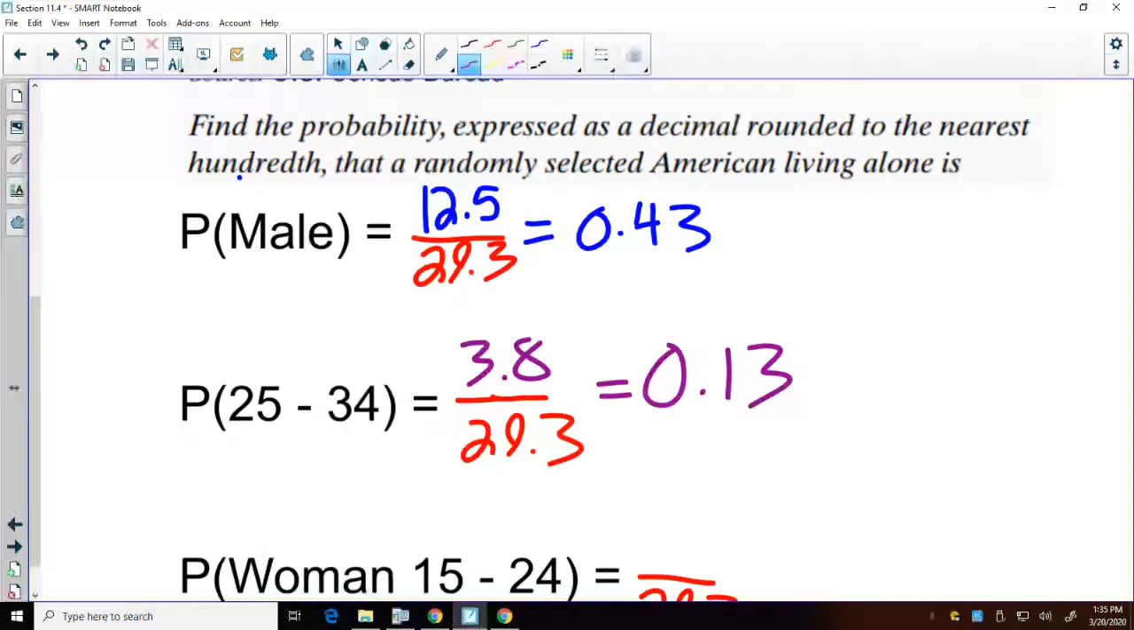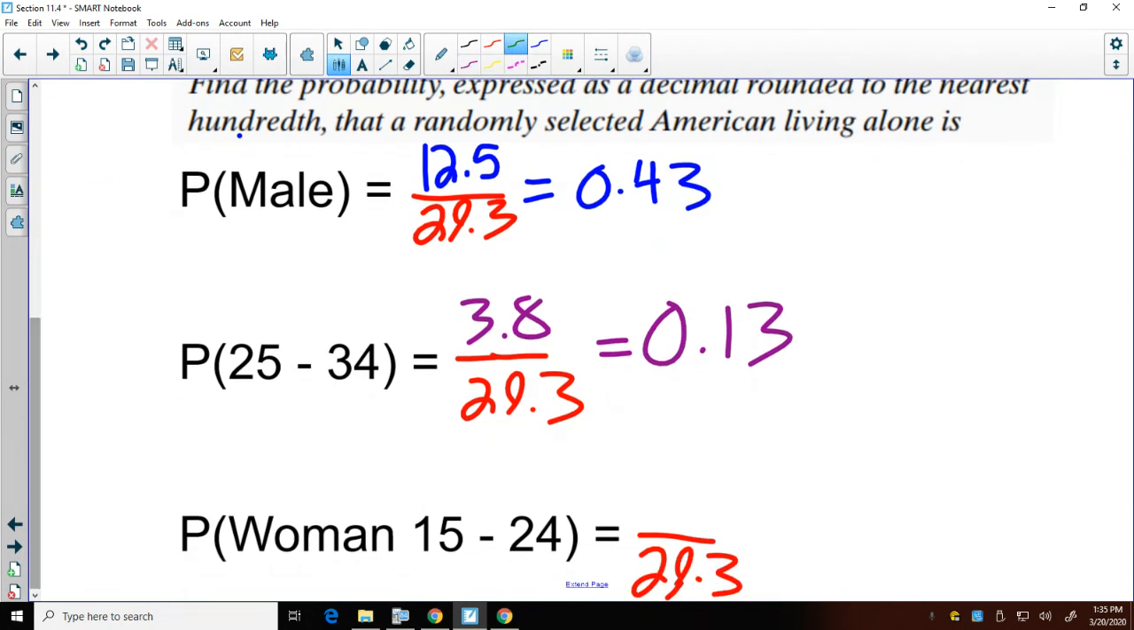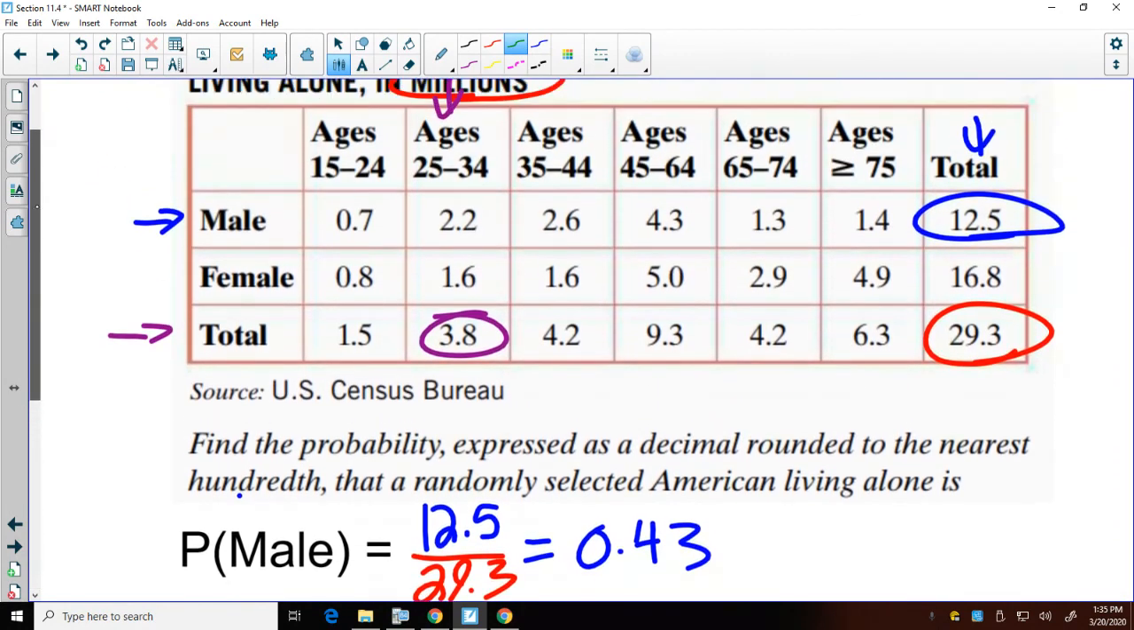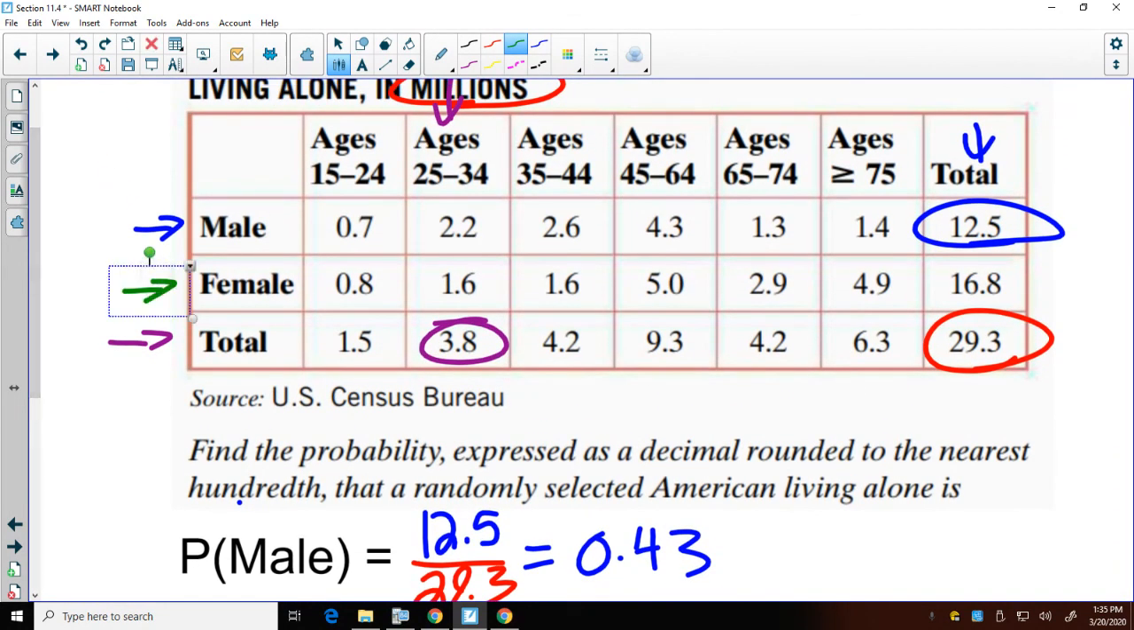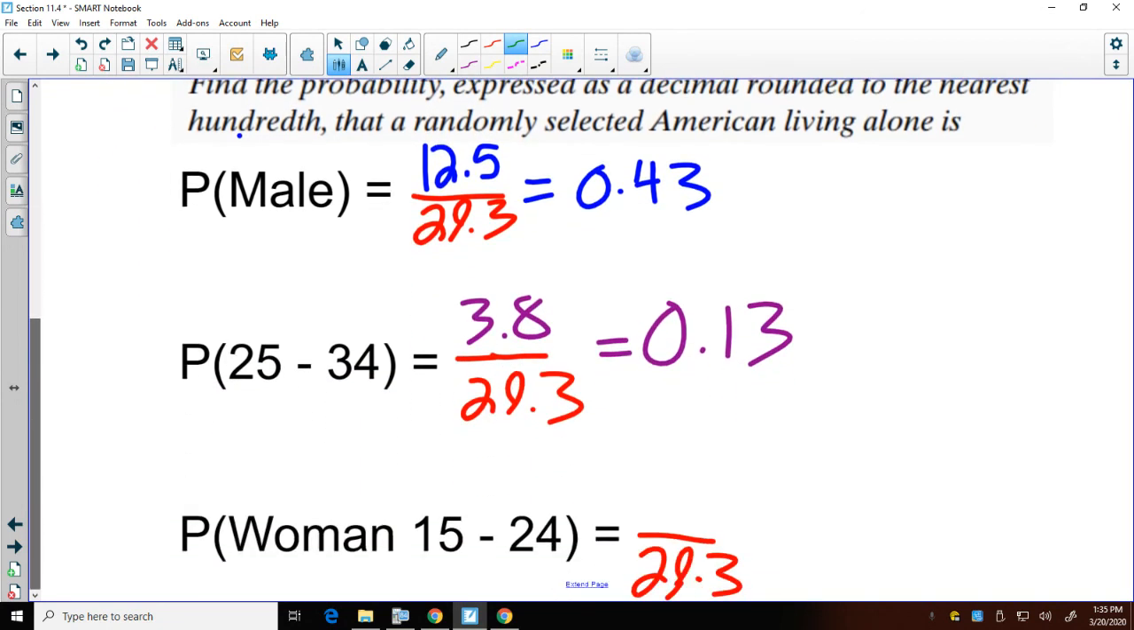And then last but not least, we want to be a woman 15 to 24. So here are the women. Here is the 15 to 24. So how many people is that? 0.8 million people are 15 to 24 that live on their own and are female.